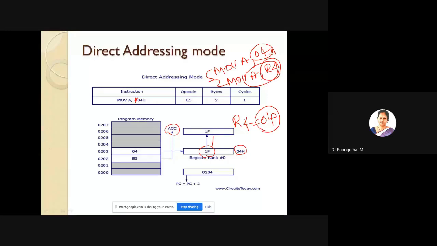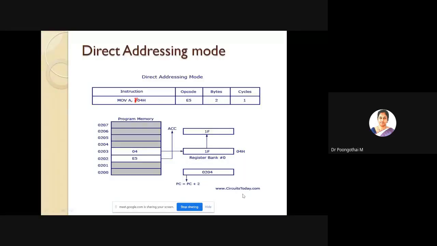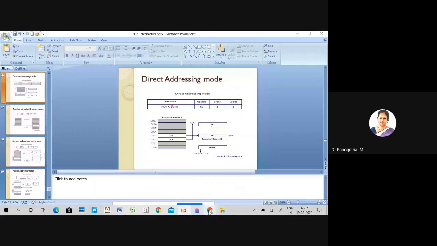So initially your program counter is pointing to this 0202 address. After execution, this is incremented by 2, pointing to 0204. Is it clear?